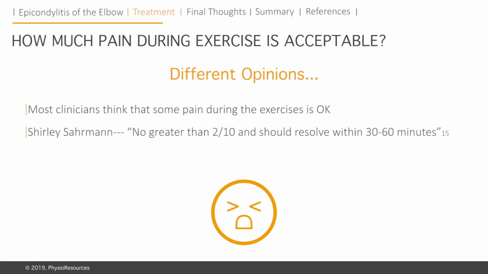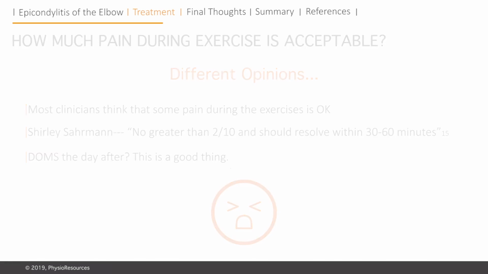Dr. Sarman, in her publication that I mentioned before, writes that pain should be no greater than 2 out of 10 on a self-reported pain scale and should resolve within 30 to 60 minutes. Aside from pathological type pain, delayed onset muscle soreness type pain the day after would mean that the muscle has recruited well and it's remodeling, and this is probably a good thing.